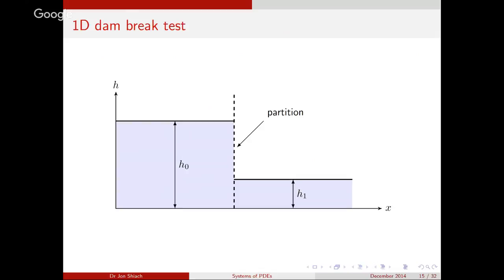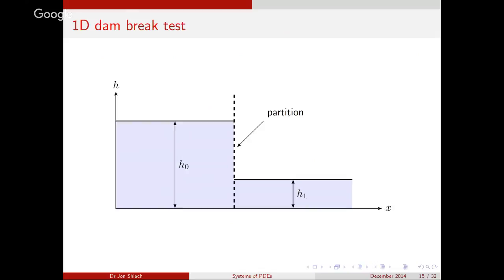This is relevant to the dam break test. In your assignment you got a dam break, but then you got it thrown over an obstacle. This is a standard test for the shallow water equations. We have two bodies of water, one of height h0 and one of height h1, and they're separated by a partition. What we do is we remove that partition, so totally get rid of it, and the bodies of water are allowed to interact.